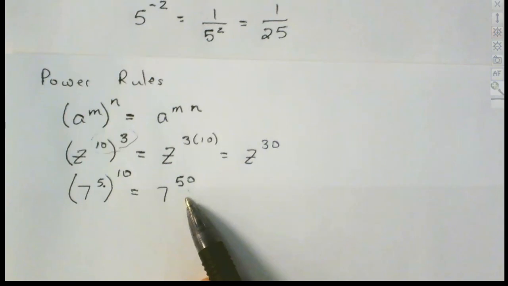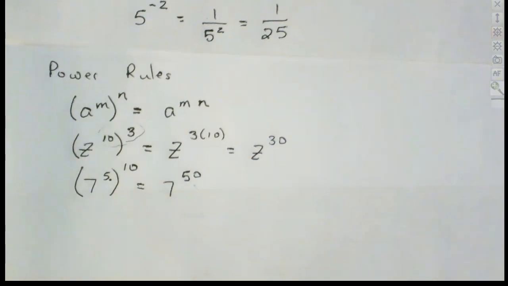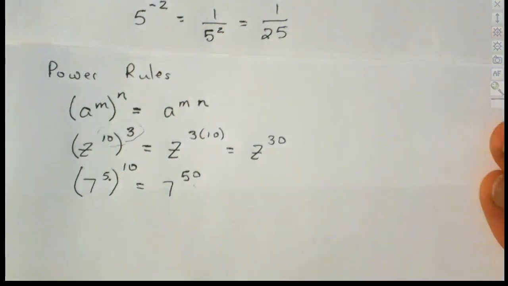Because 7 to the 50th power, if I wrote it out, would probably take up a whole entire page of numbers. It's going to be that big because it's 7 written out 50 times and multiplied together. That's your first power rule.